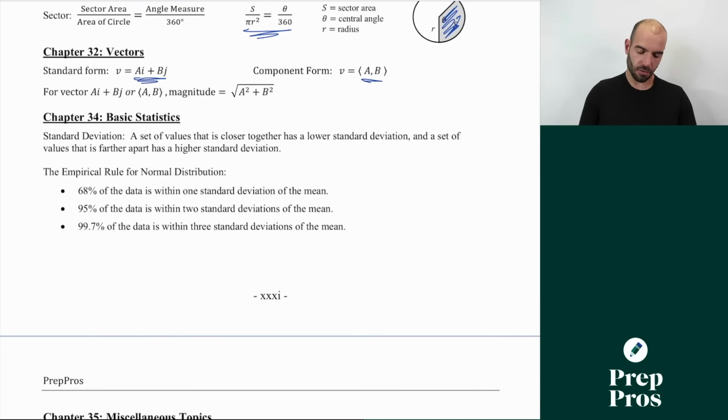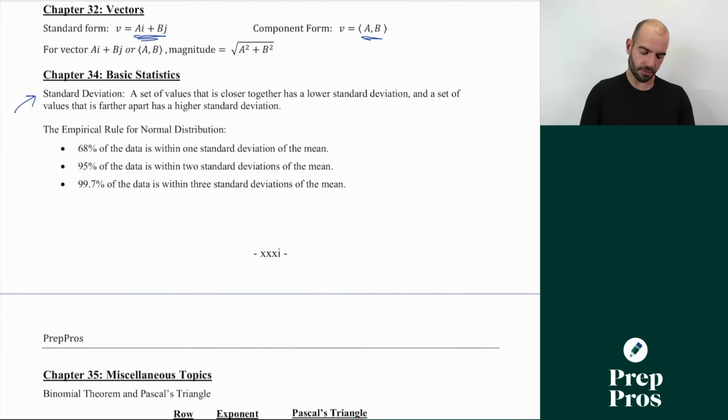Last couple ones here. For basic statistics, make sure you know what the standard deviation is. You never have to actually calculate standard deviation on the ACT, just know the concept. So even if you're not good at math, this concept is pretty easy. Standard deviation is a measure of spread. So data points that are farther apart have a higher standard deviation. Data points in a set that are close together have a lower standard deviation. If you know that, you can probably get almost any question involving standard deviation on the ACT correct.